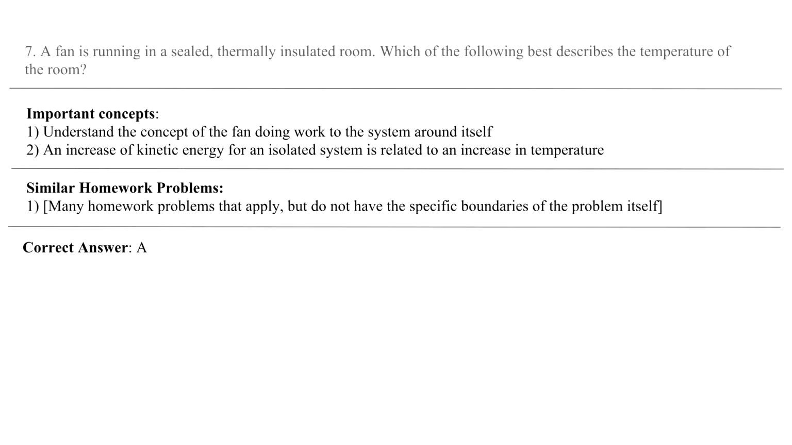Moving on, the next problem that was incorrect was problem 7. This problem was a little challenging for me to conceptualize, but after reviewing my error, it makes a lot more sense. The problem reads, a fan is running in a sealed, thermally insulated room. Which of the following best describes the temperature of the room? Something to note is the isolated, thermally insulated system. The temperature of the room is obviously increasing, so that eliminates answer choices C and D.